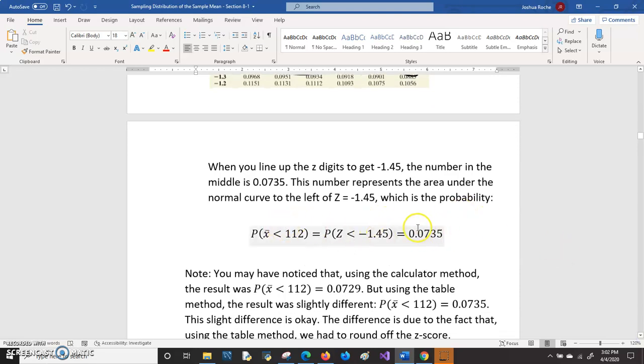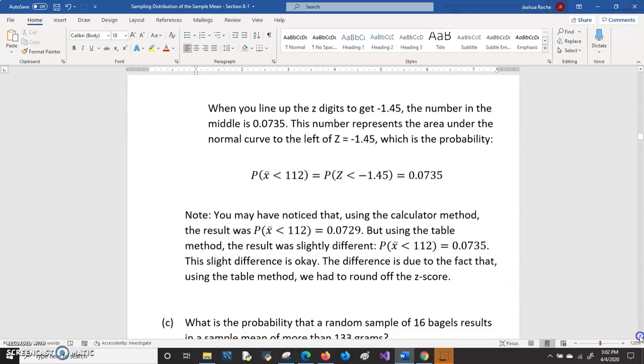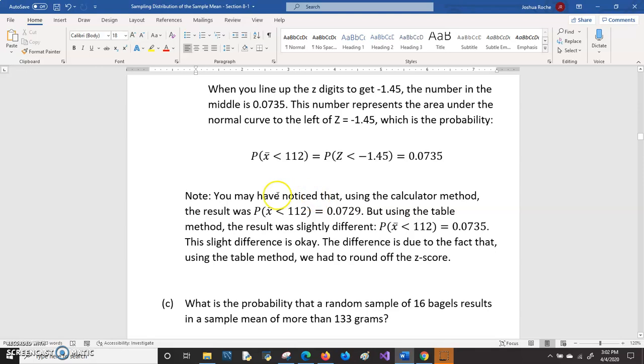And that's the probability, because that is representing the area to the left of negative 1.45. And just like in chapter 7, it's good to note that when we use the calculator, this was our result, 0.0729. When using the table, we got 0.0735. So there's that slight difference, but that difference is okay. It's just due to the fact that when using the table, we had to round off our z-score.